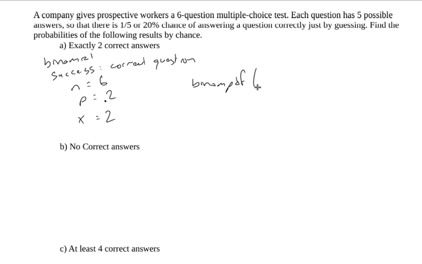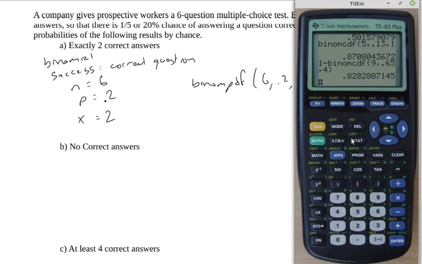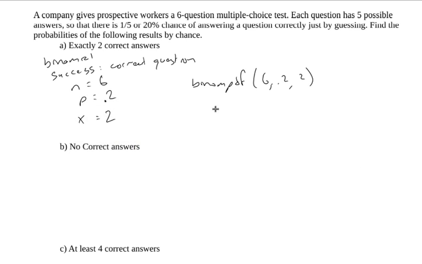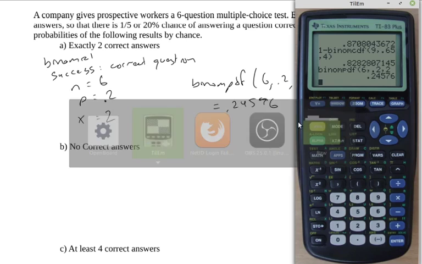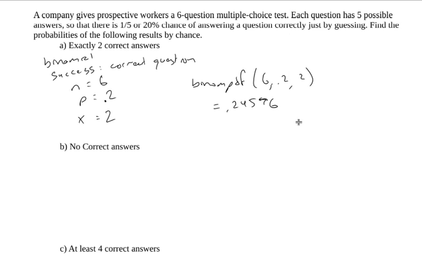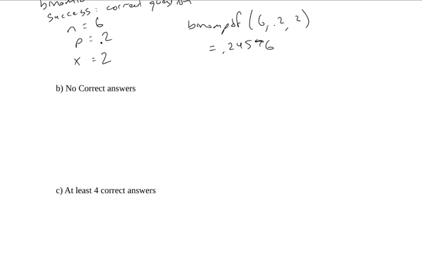Binomial PDF 6, 0.2, 2. Which gives us a probability of 0.24576. That looks like an exact probability, so I'm just writing the whole thing down. Next, the probability that you get no correct answers here.